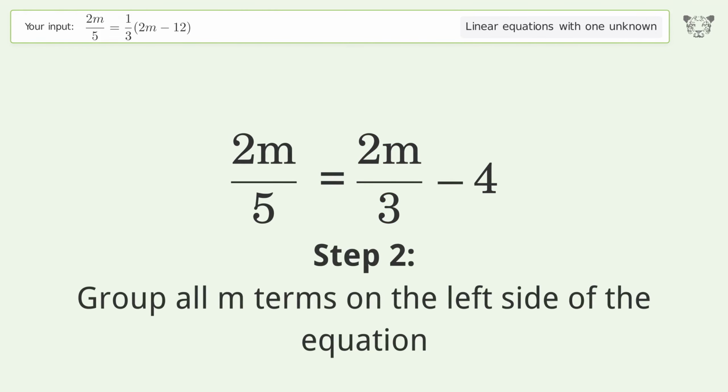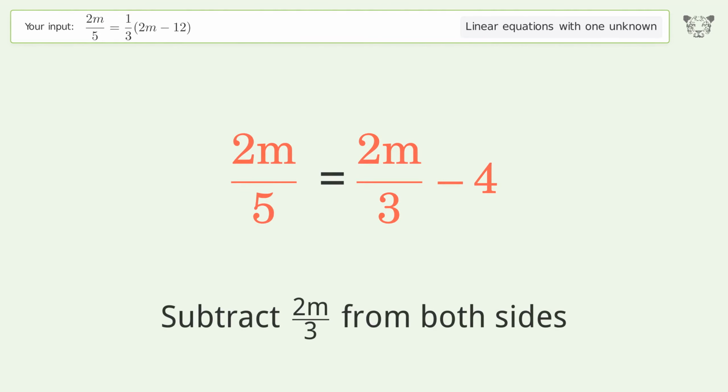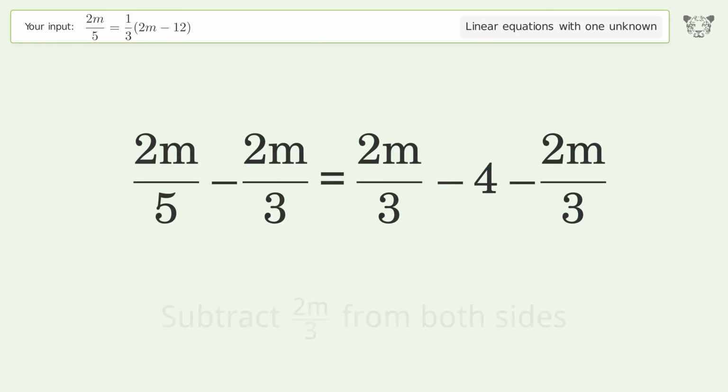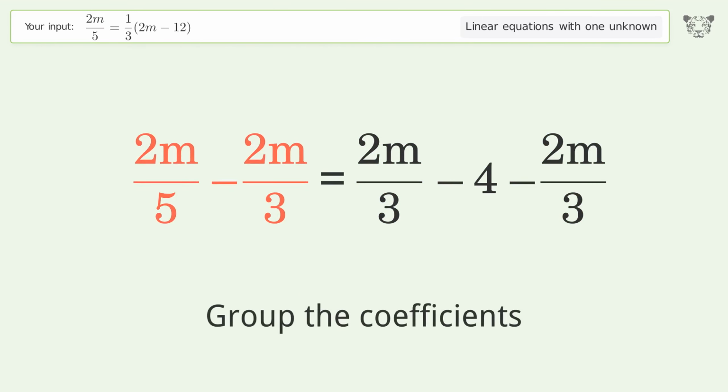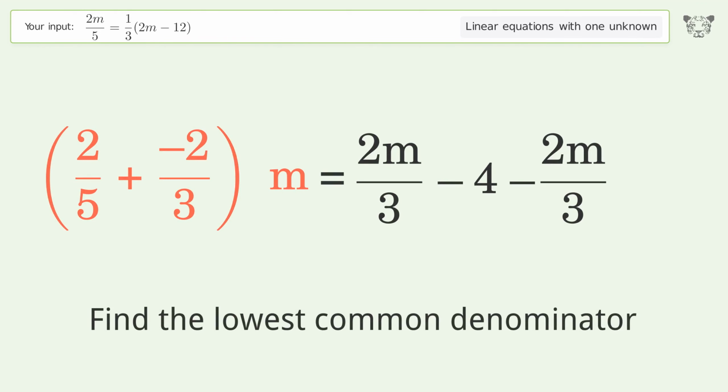Group all m terms on the left side of the equation. Subtract 2m/3 from both sides. Group the coefficients. Find the lowest common denominator.